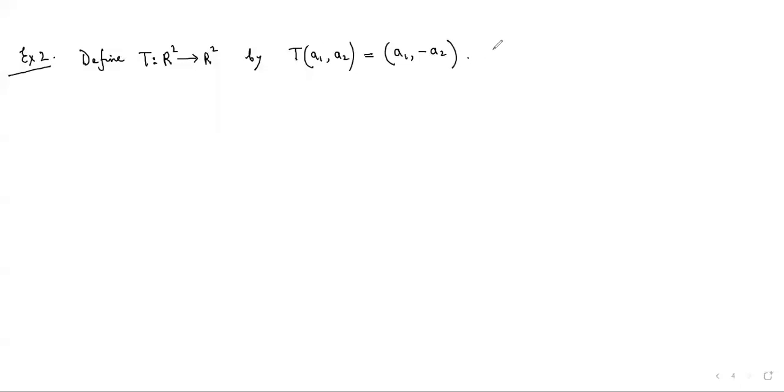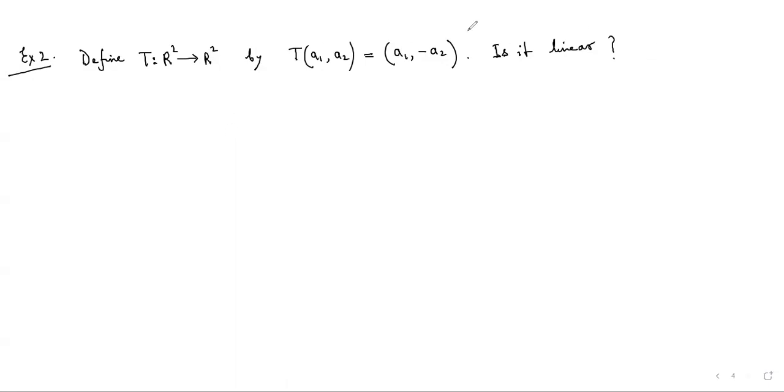Let's talk about another example. Example 2. Suppose I'm defining a transformation in the following manner: T colon R2 to R2, defined by T of (A1, A2) is equal to (A1, minus A2). Okay, so this is the transformation. Now, the question is: is it linear? Is it a linear transformation? What do you say?